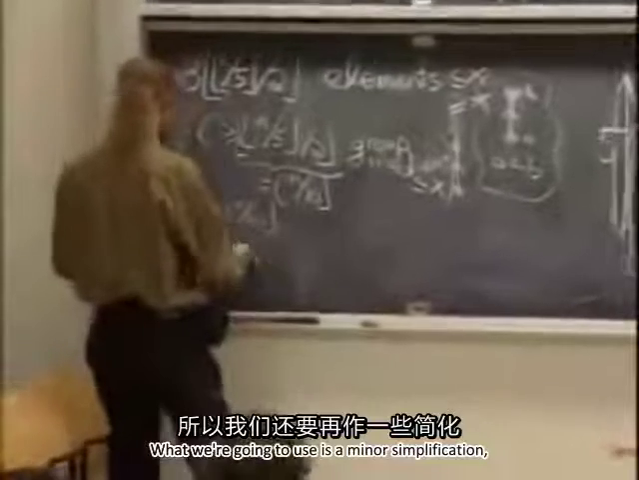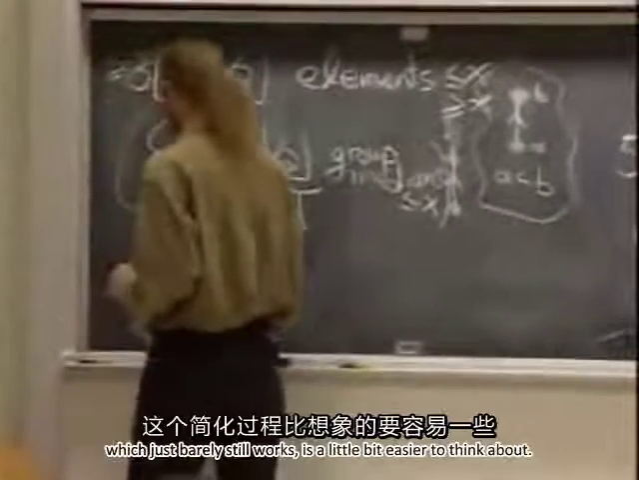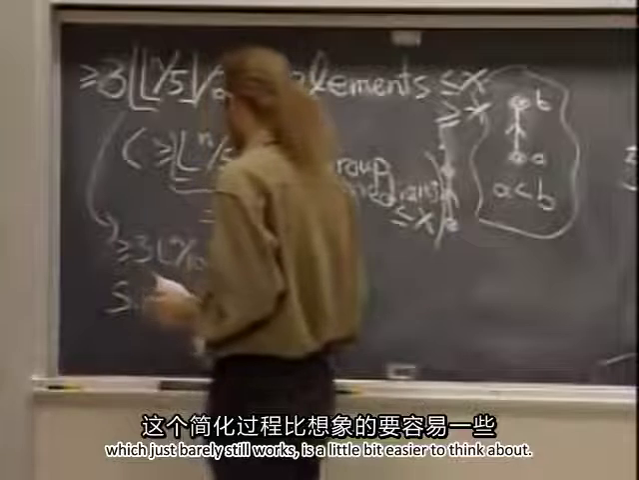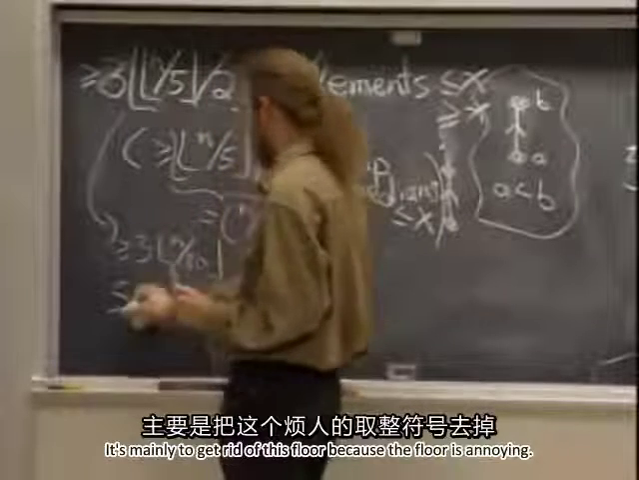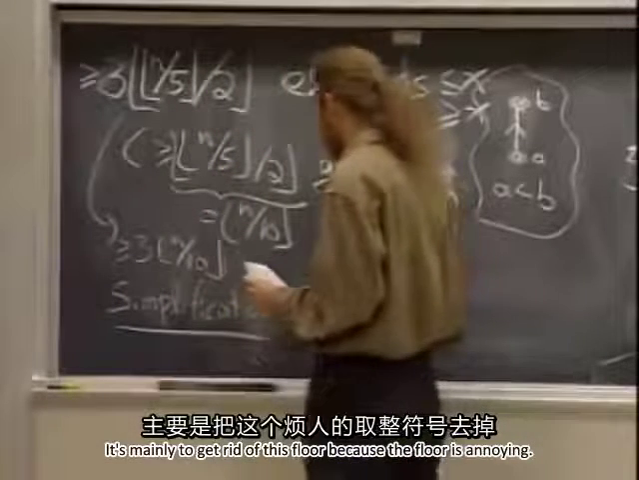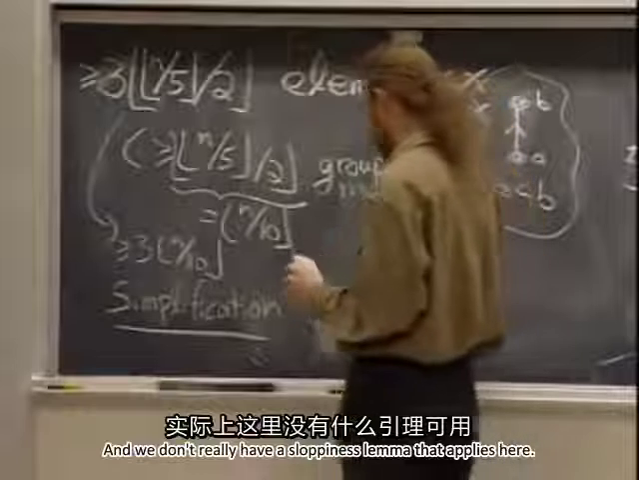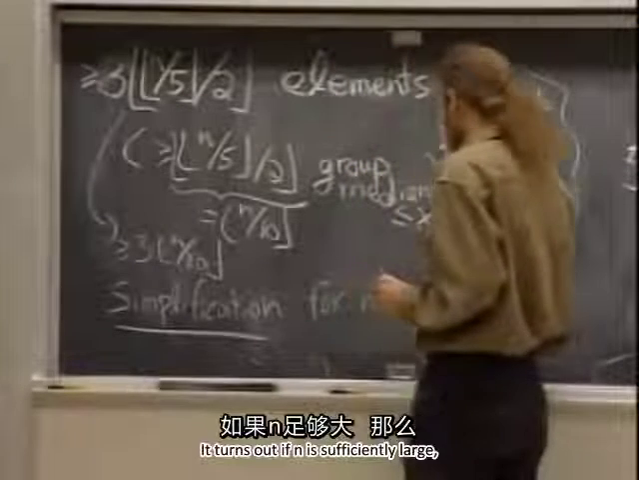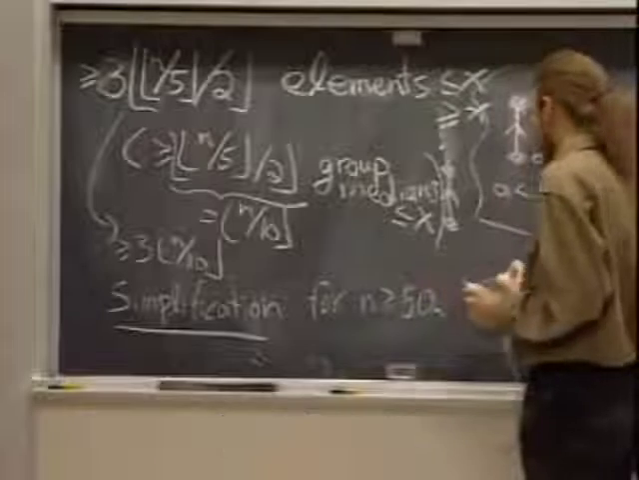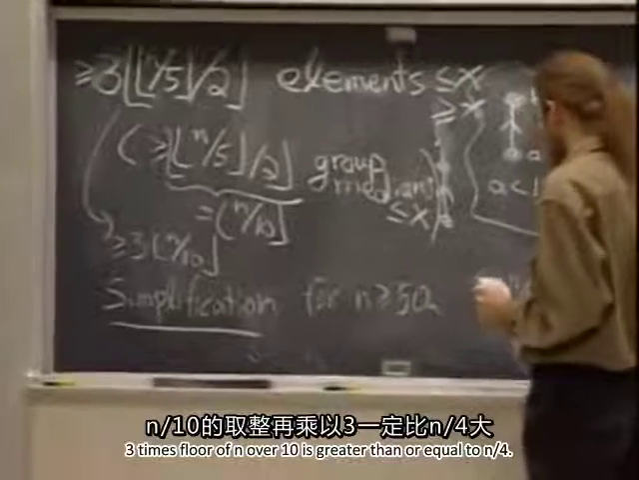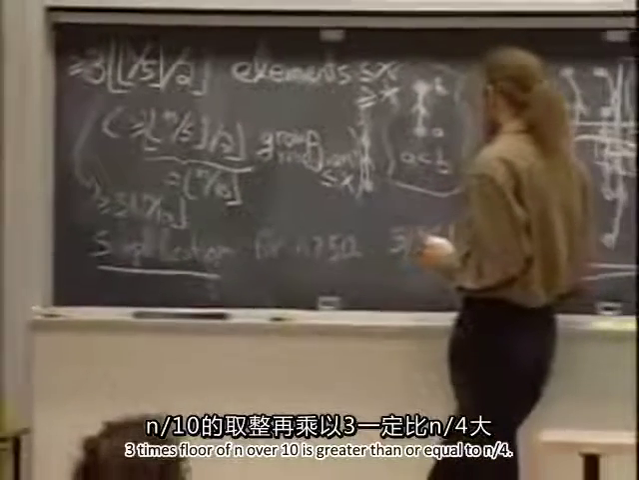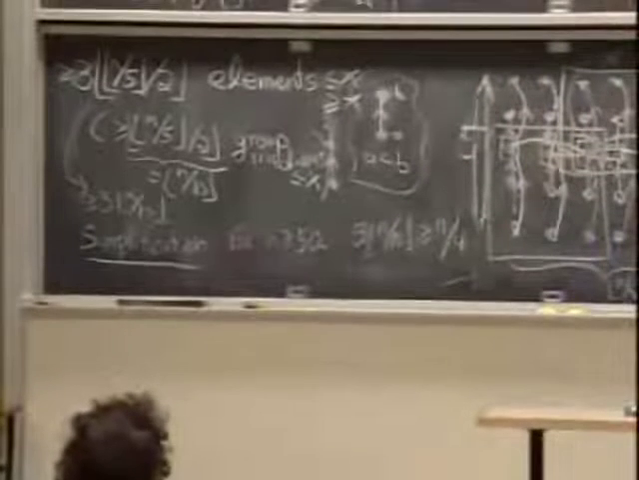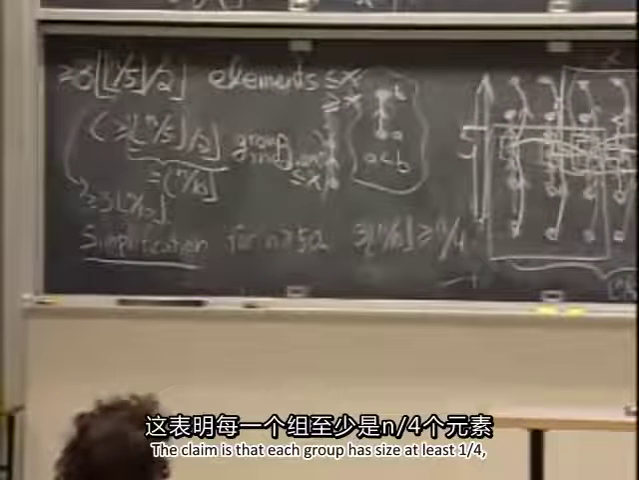So what we're going to use is a minor simplification, which just barely still works. It's a little bit easier to think about. Actually, it's mainly to get rid of this floor, because the floor is annoying. We don't really have a sloppiness lemma that applies here. But it turns out if n is sufficiently large, 3 times floor of n over 10 is greater than or equal to n/4. Now, quarters I can handle. So the claim is that each group has size at least n/4.